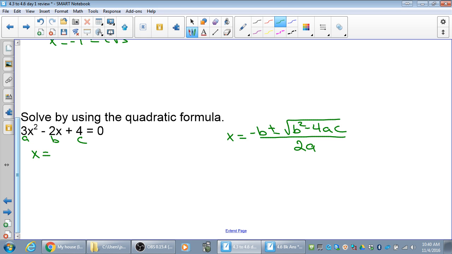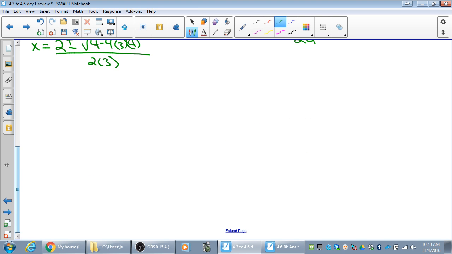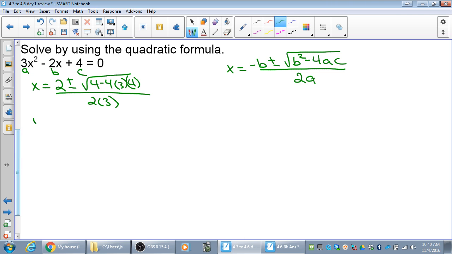Well, this negative b doesn't mean that it's always negative. It means it's the opposite of what it is in the equation. So 2 plus or minus the square root of... negative 2 becomes positive 2. b squared is 4, minus 4 times 3 times 4, all over 2 times 3. So there's the 2a. All right, so we've got some simplifying to do. 2 plus or minus the square root of 16 times 3 is 48. If you can't get that number out of the radical using your calculator, you better ask somebody.